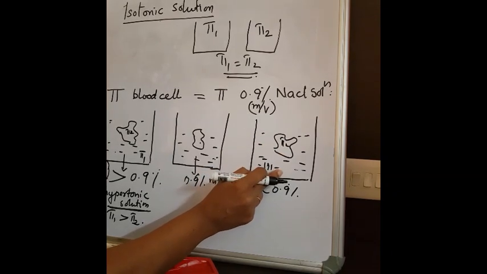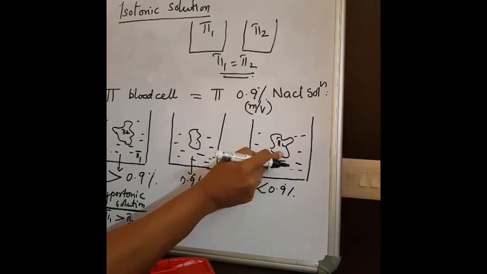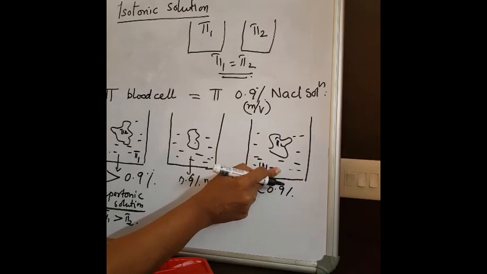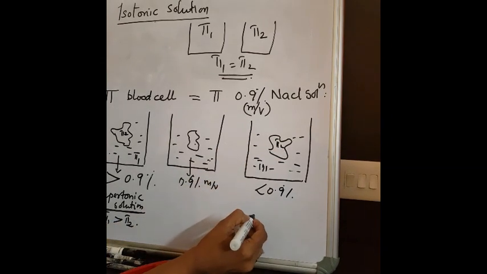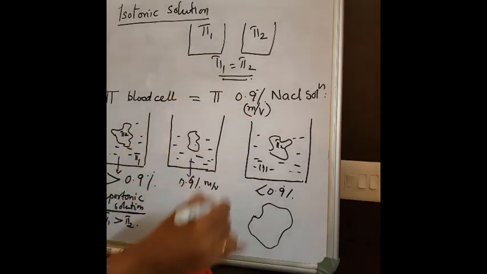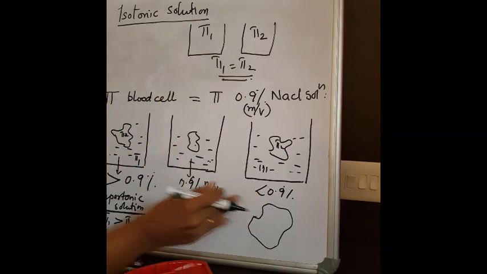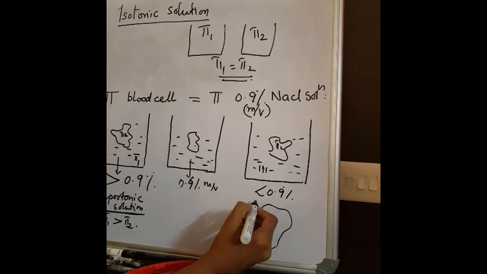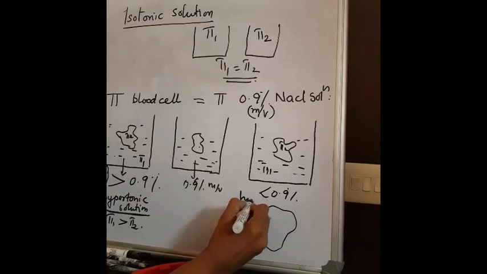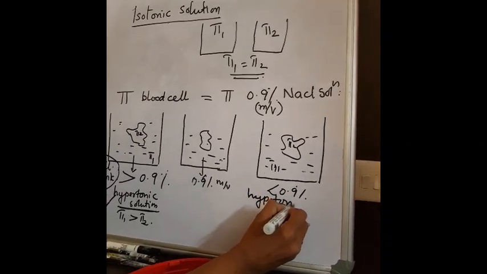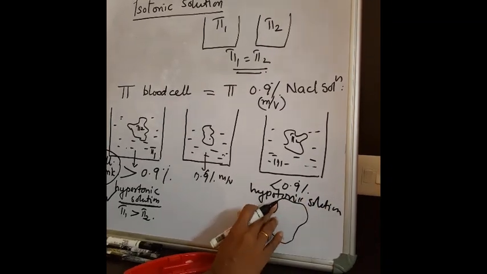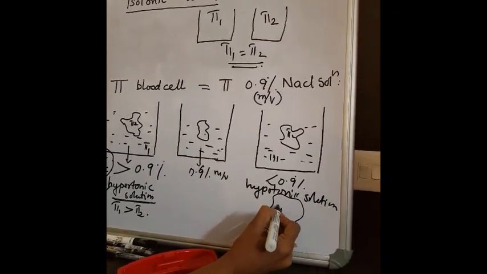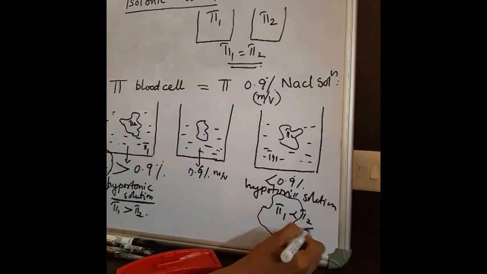The NaCl solution: the water will go into the cell, making the cell what? Bulgy, correct? Such a solution is called a hypotonic solution. So, two types of solutions are there, hypertonic and hypotonic. Here, pi 1 is less than pi 2.